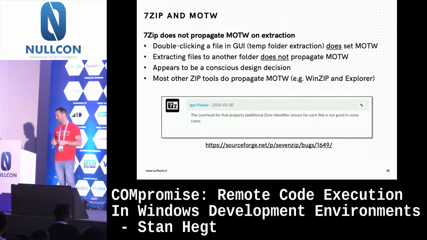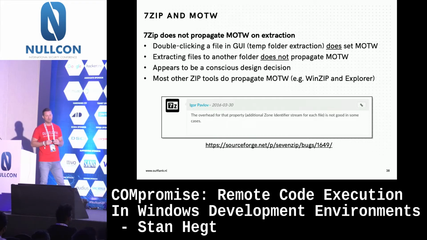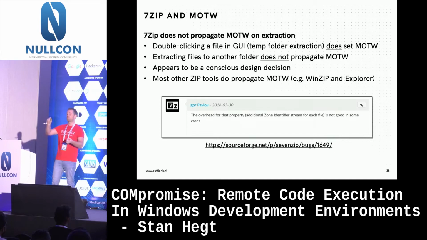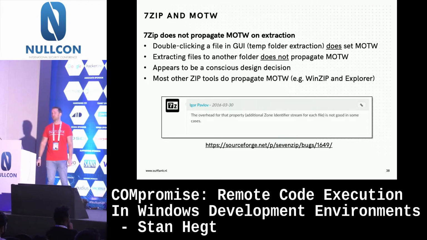7-zip is another famous one. 7-zip, the zip client. The thing is here, it doesn't propagate Mark of the Web. And by propagate, I mean that when you download a 7-zip file from your mail client or your web browser or whatever, it will have the Mark of the Web attribute set. And most other zip clients, when they extract that zip, they will propagate that Mark of the Web attribute to every unzipped file. For example, WinZip and the Windows Explorer zip program, they all do that. 7-zip is an exception to this.